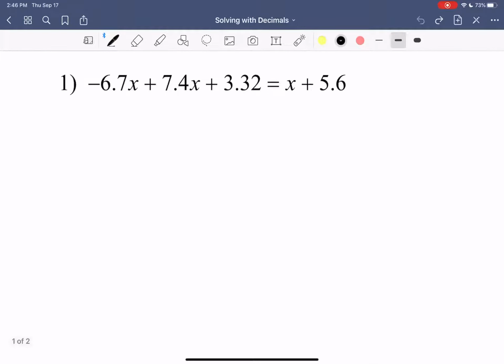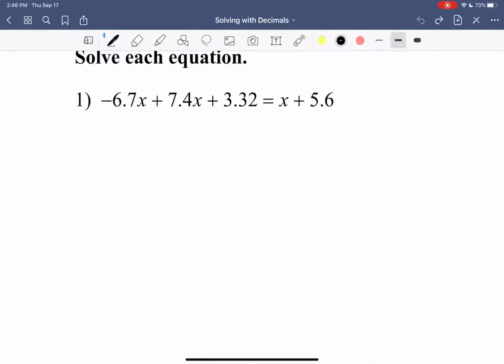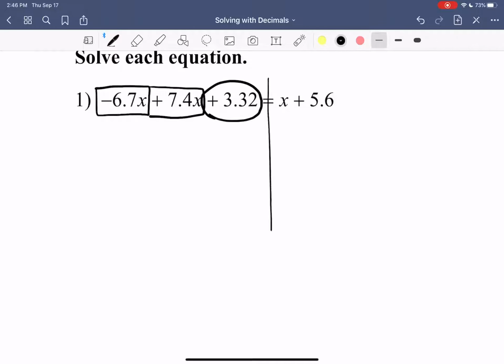So I'm going to begin by putting a box around my variables. I'm going to switch to a smaller box. A box around variables, and I'm going to make sure to include my signs that are in front. I'm also going to circle my constants. Then I'm going to draw a line to separate my equal sign. I'm going to put a box and a circle.